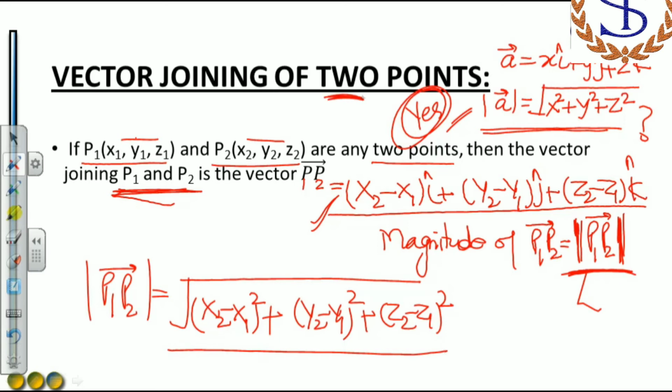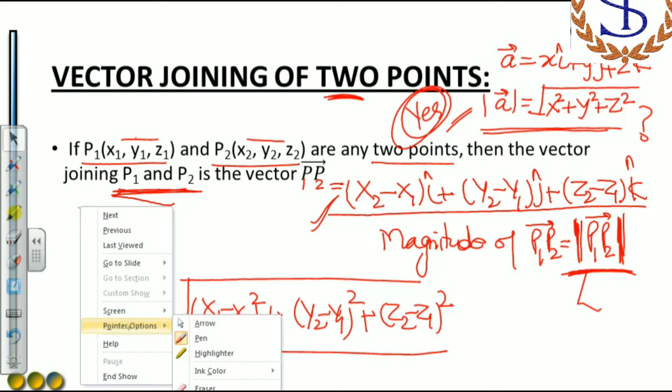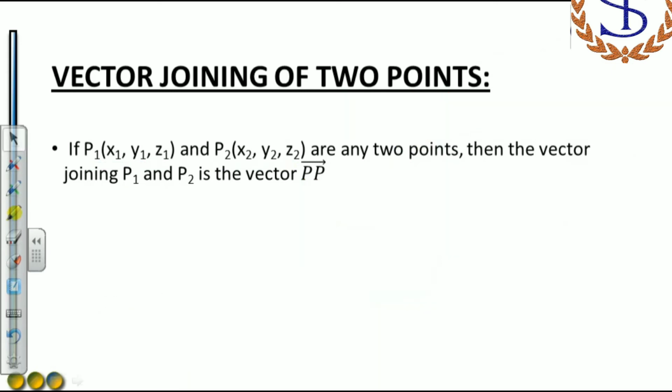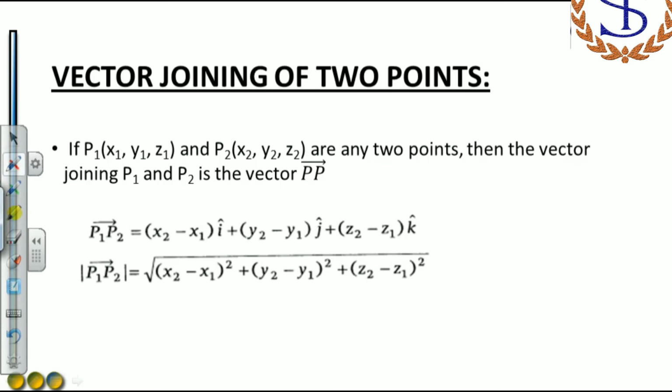Okay, is this clear to all of you? Now see, here I have written it in simple form. This is the P1P2 vector. Is this clear? Now next is the magnitude. Again I have written here these two formulas. I think this particular concept is clear to all of you.